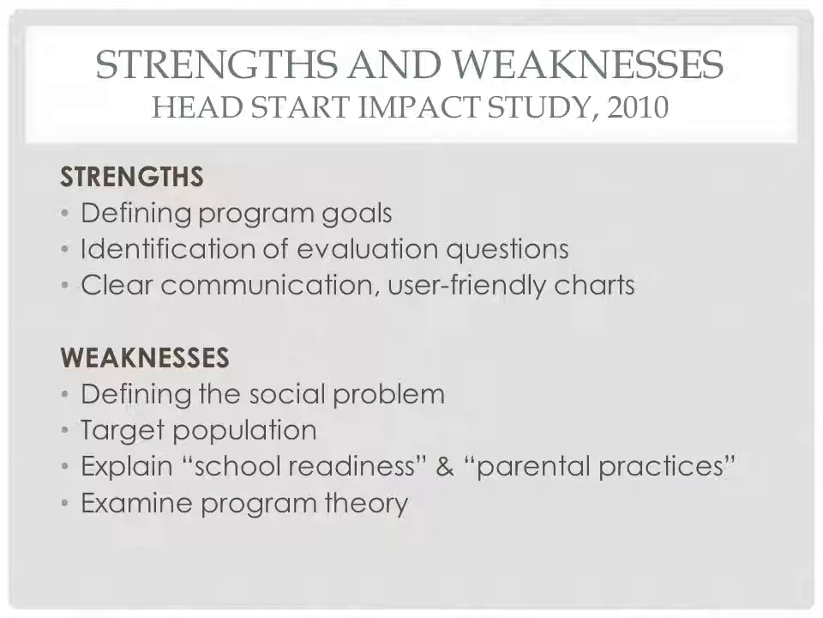It didn't discuss the target population in this executive summary either, and so I don't know specifically what the low-income groups were, what the targets were. Again, we can make some inferences, but it wasn't lined out. It didn't explain what school readiness meant or what parental practices specifically meant, and there wasn't a clear examination of the program theory.